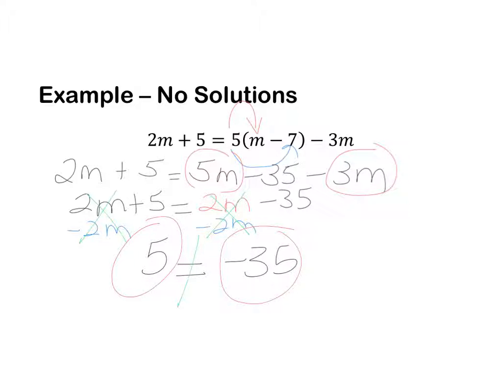So this is a type of problem that you may see if all of your variables cancel out and you're left with two numbers, one on each side of the equal sign. If they are different numbers, you get no solution. Your answer is no solution, or you can use the null set, which means no solution.